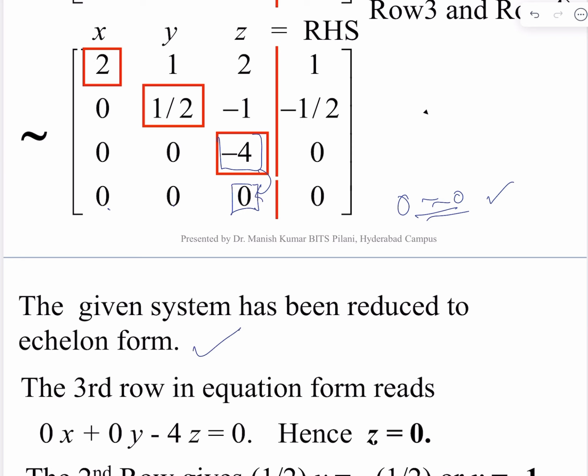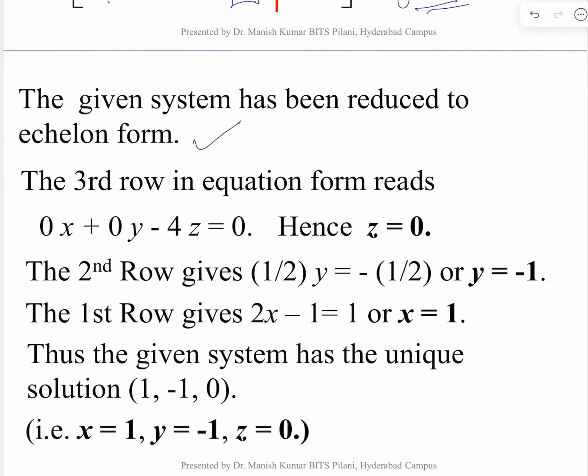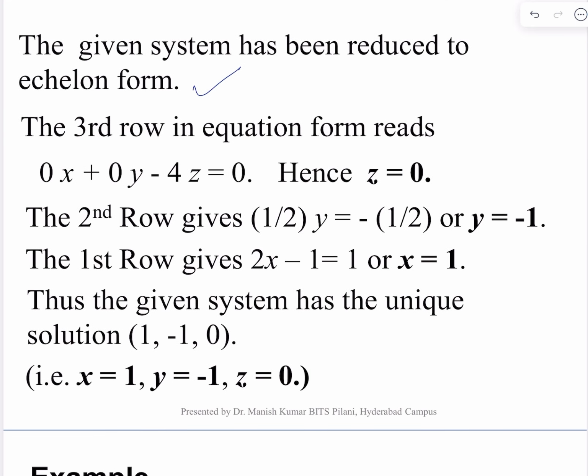And then from the third equation, 0 plus minus 4z equal to 0, which implies z equal to 0. Once z equal to 0, you have to plug it into the first equation. So you will get the y value and similarly you will get the x value. So this system has a unique solution, right?